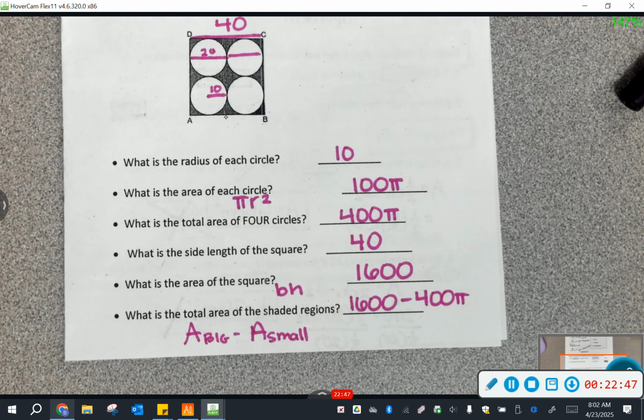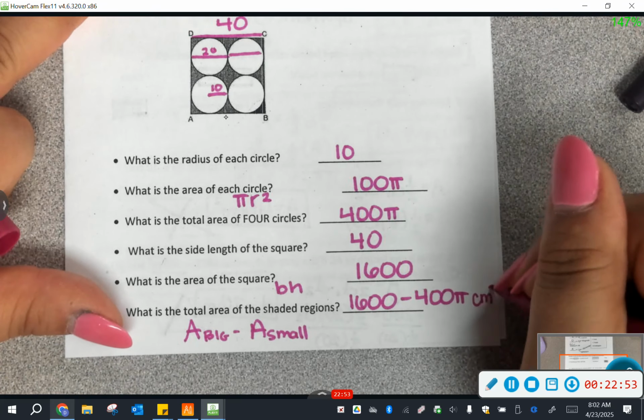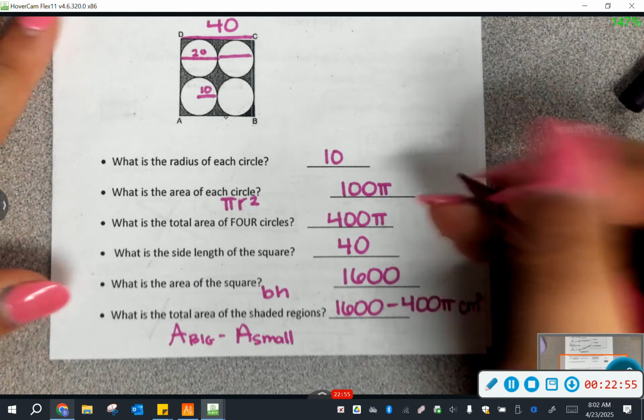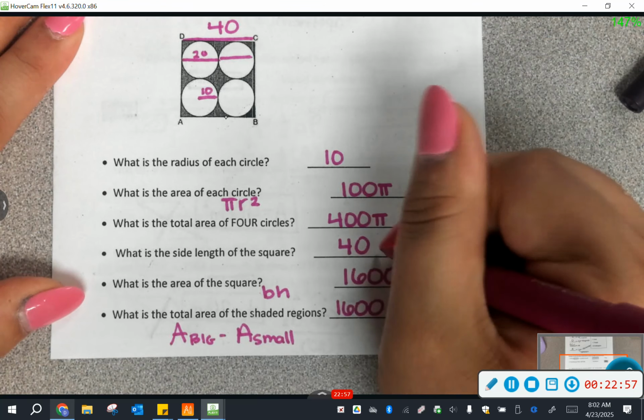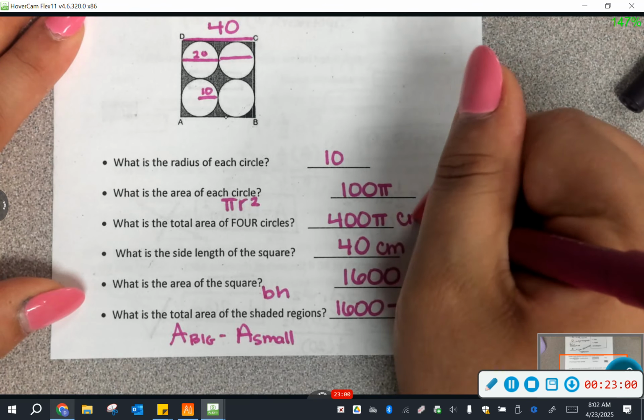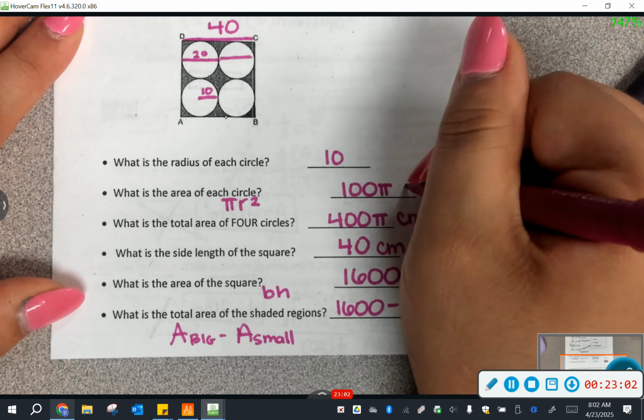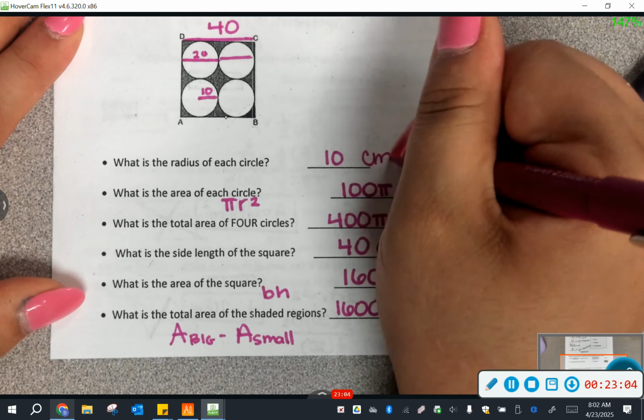Don't we need our centimeters? Oh, is it labeled on this one? Yeah, this would be centimeters squared. Honestly, this would be centimeters squared. I don't think I'm going to count off in that instance.